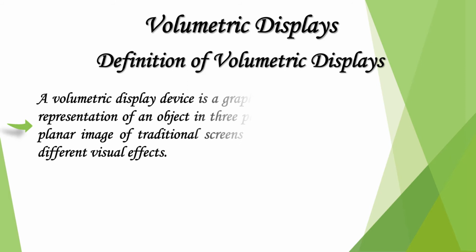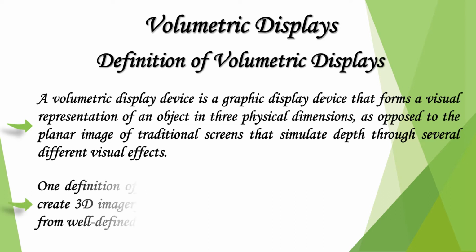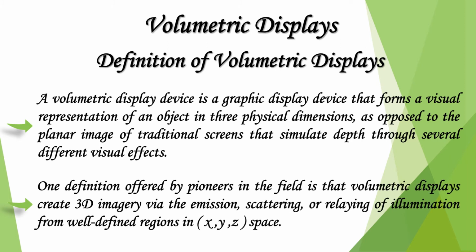Definition of volumetric displays. A volumetric display device is a graphic display device that forms a visual representation of an object in three physical dimensions, as opposed to the planar image of traditional screens that simulate depth through several different visual effects. One definition offered by pioneers in the field is that volumetric displays create 3D imagery via the emission, scattering, or relaying of illumination from well-defined regions in space.